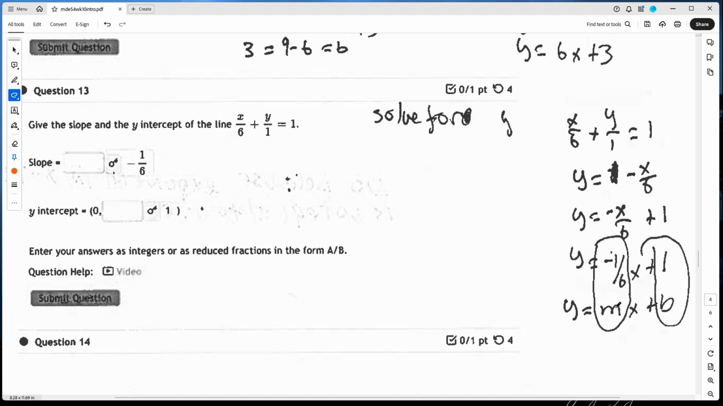You can see what your m is. My slope is negative 1/6. And my y-intercept b is equal to 1. You see that there? And that was number 13.